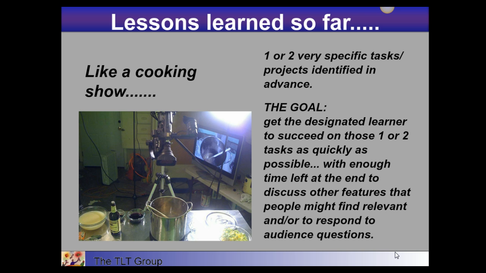The designated learner sessions are sort of like a cooking show in that we do some preparation ahead of time so that we can help things flow smoothly, because our goal is to get the designated learner to succeed on one or two tasks as quickly as possible. And we also like to allow time at the end to discuss other features of the application or answer any questions.